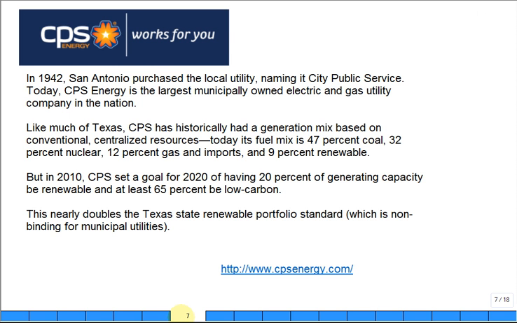I think I have encouraged you to learn a little bit about the electricity that you purchase and what is the primary fuel source for its generation. The city of San Antonio purchased the local utility in 1942 and named it City Public Service. And it's the largest municipally owned electric and gas utility company in the nation. So very, very unique. It's the largest, selling to more customers, more energy, electricity, and natural gas than anywhere in the state of California, New York, anywhere. It has a very diverse energy source mix with quite a bit of nuclear, but the percent natural gas is going up, and the percent renewables is very high.